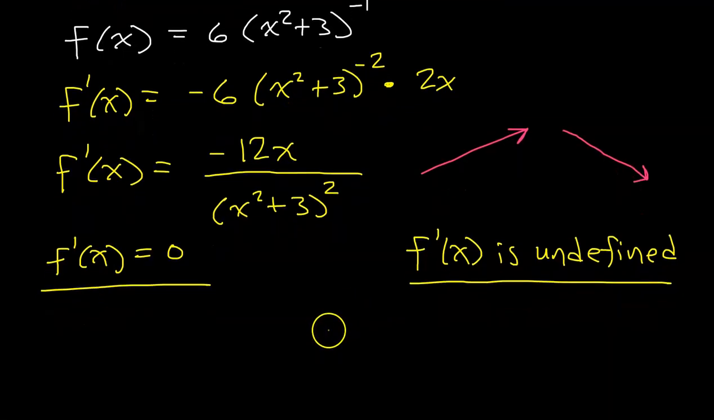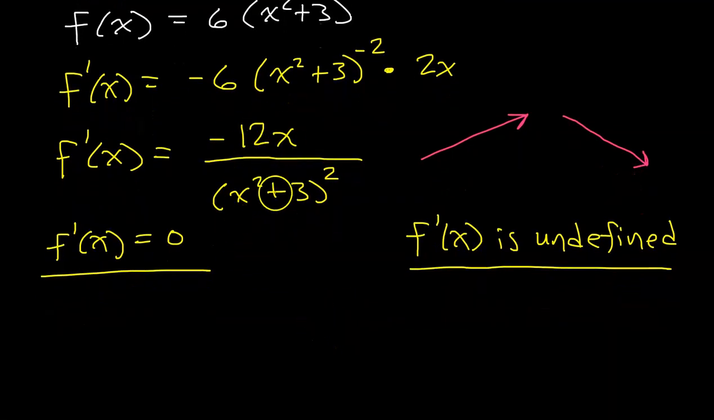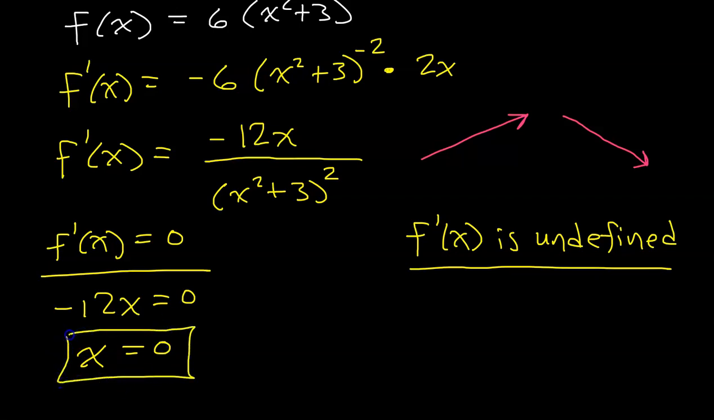Very interesting. So if you want to set a fraction equal to 0, really all you have to do is set the numerator equal to 0, because the denominator can never be 0. That would be undefined. So if f prime of x is ever going to equal 0, it will have to be where negative 12x is equal to 0. Dividing both sides by negative 12, we get x equals 0. And that would be a critical number.